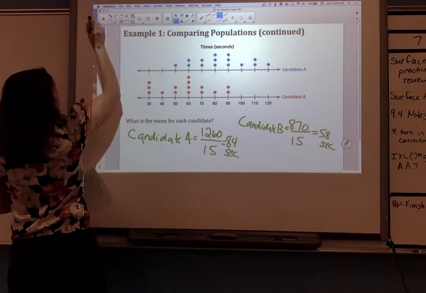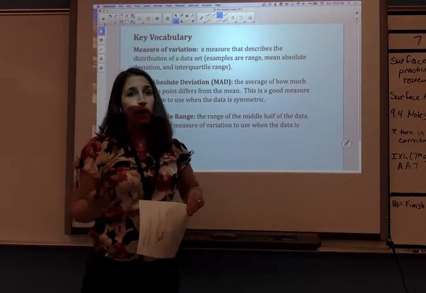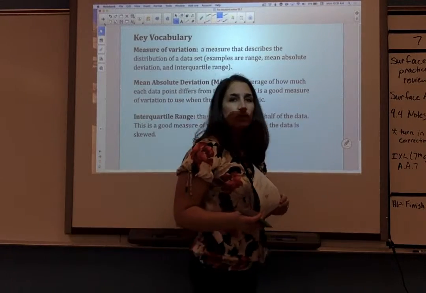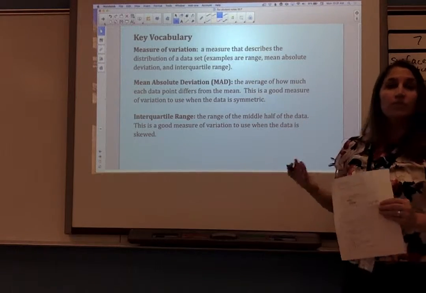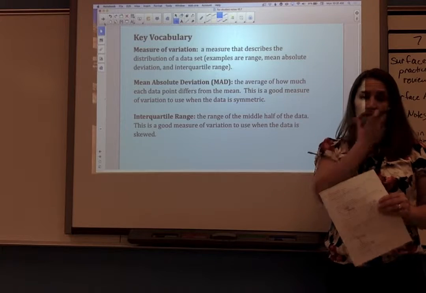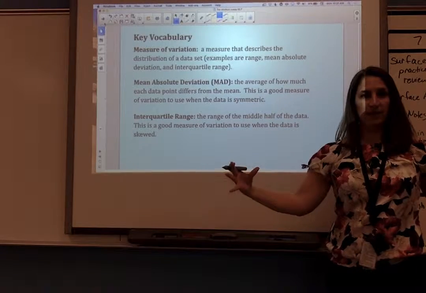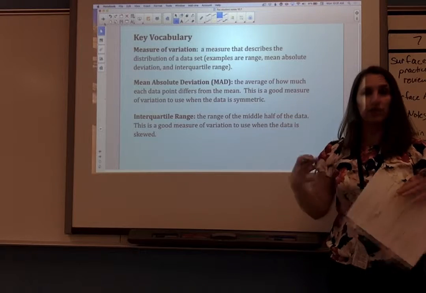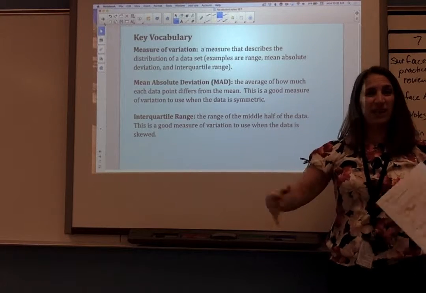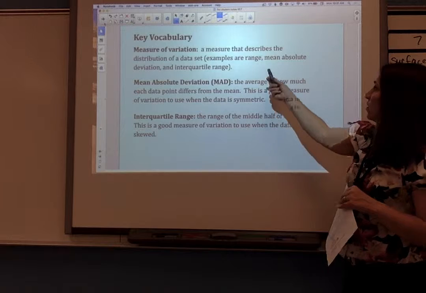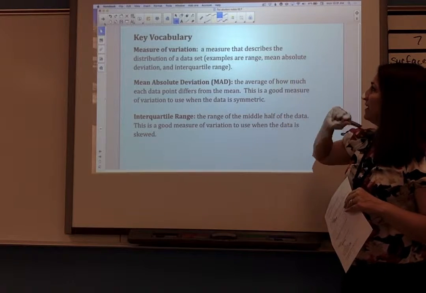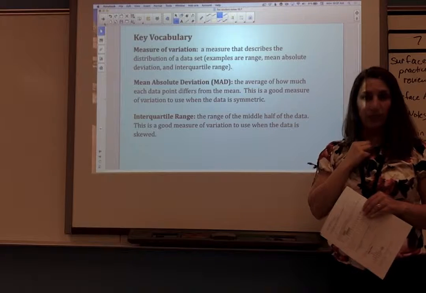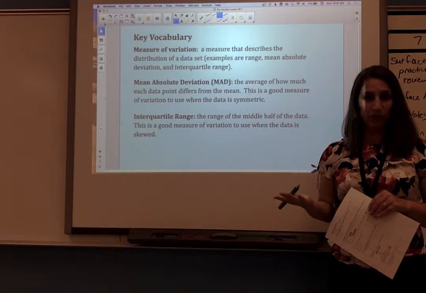Now we're going to move on to another kind of measure, and that's a measure of variation. A measure of variation describes the distribution of the data set. So how spread out is the data? Rather than saying this is a typical value, like a measure of center, a measure of variation just says how spread out the data is. Range, mean absolute deviation, and interquartile range are examples here. You may or may not have heard of these before.